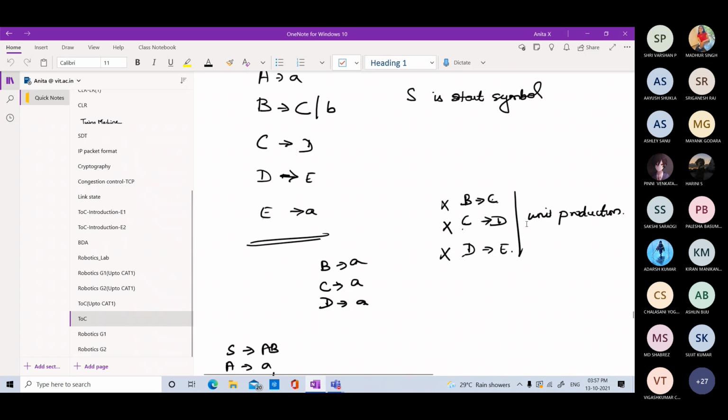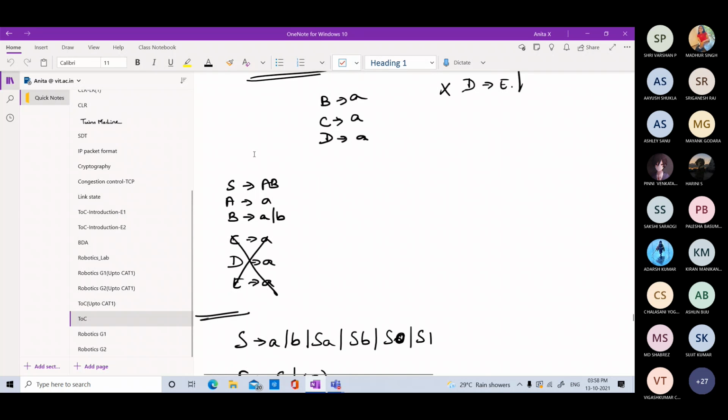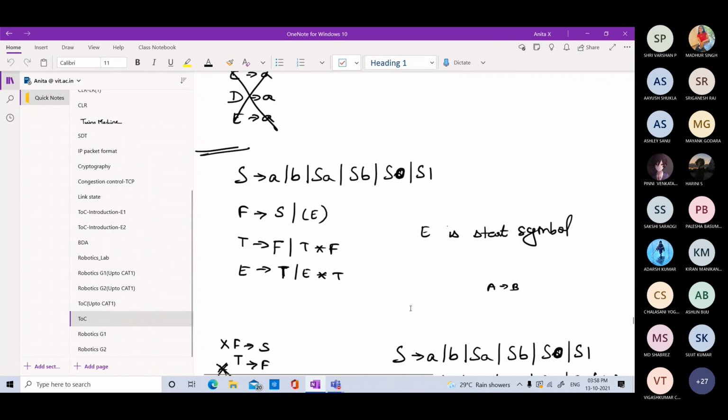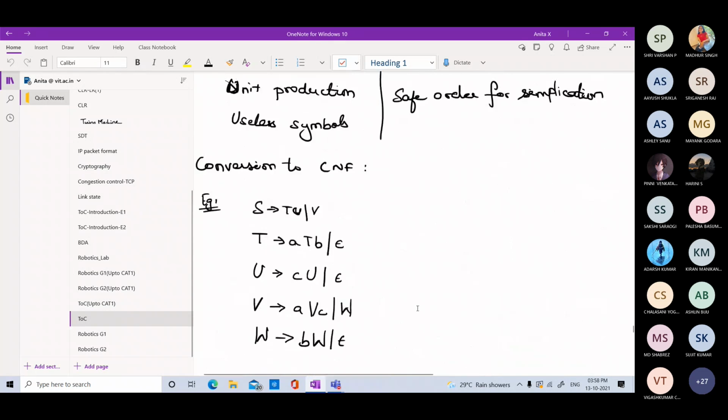If D is A, so what do I have to do? In order to eliminate this, all the productions of D should be placed here. So what about the productions of D? A. So likewise it goes on. After eliminating unit production, I'll be getting all these grammar productions. Here you can see in this grammar A derives A and B. So here A is reachable and B is reachable. But C, D, E are non-reachable. So these are useless also, and they need to be eliminated. So this is how we eliminate the unit production.